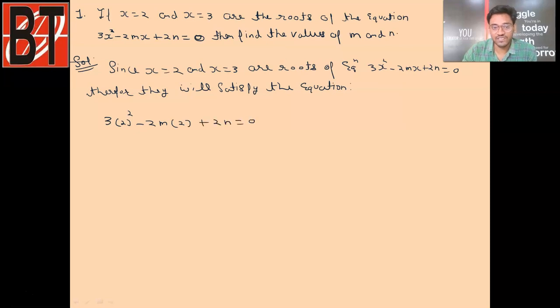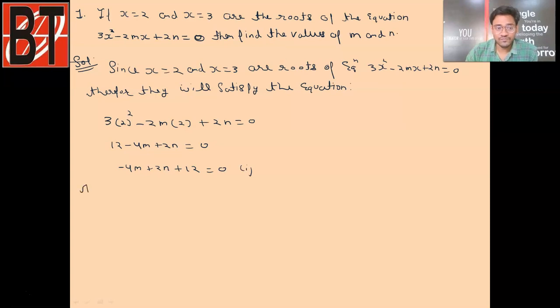Now students, solving this I will be getting a relation between m and n, a linear relation. See, 2 square is 4, 4 3s are 12. So it's nothing but 12 minus 2 2s are 4, so 4m plus 2n is equal to 0. So from here I can write the result as minus 4m plus 2n plus 12 is equal to 0, and say it's equation number 1.